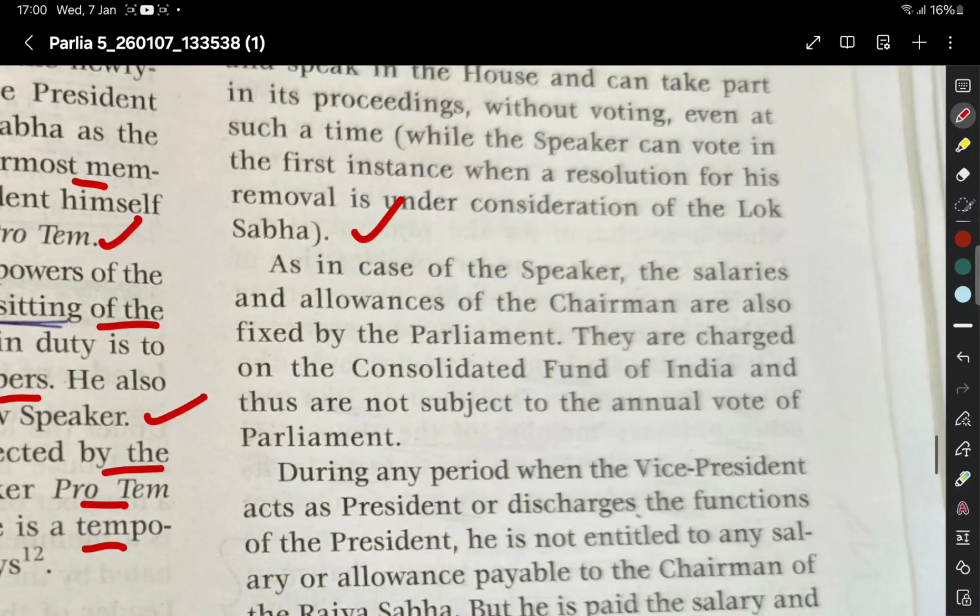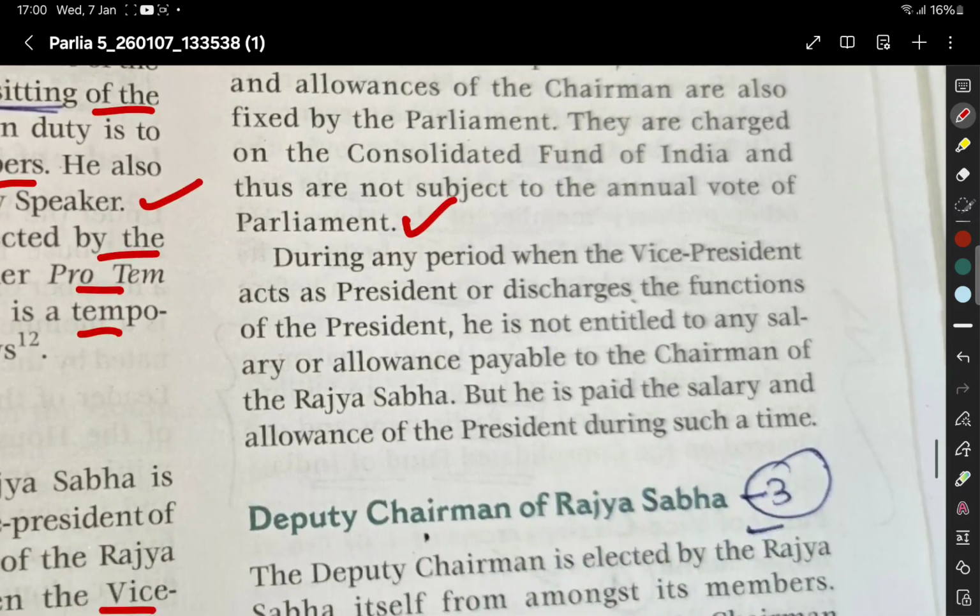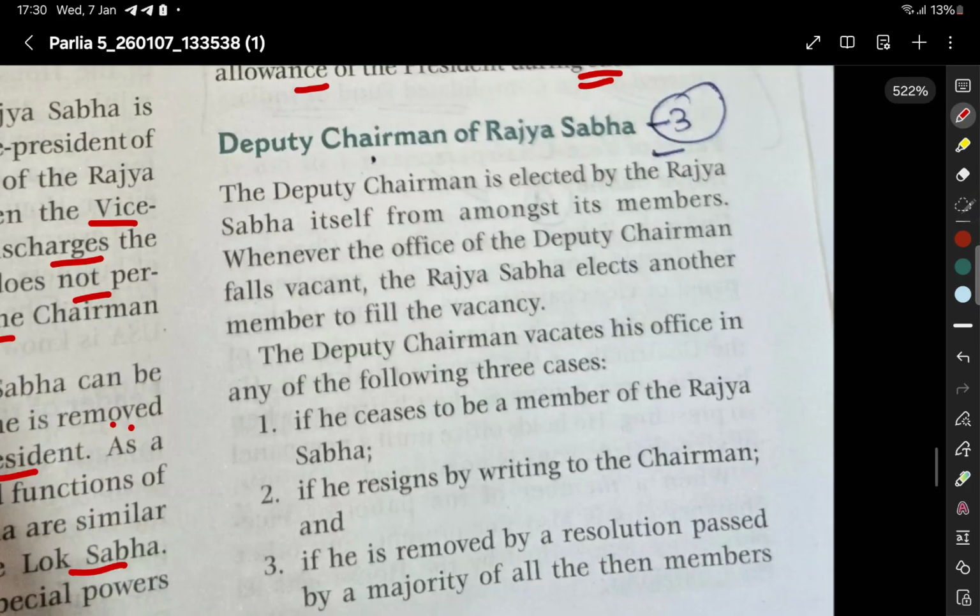So, as in the case of the Speaker, the salaries and allowances of the Chairman are also fixed by Parliament. They are charged on the Consolidated Fund of India and thus are not subject to the annual vote of Parliament. During any period when the Vice President acts as the President or discharges the functions of the President, he is not entitled to any salary or allowances payable to the Chairman of the Rajya Sabha, but he is paid the salary and allowances of the President during such time.